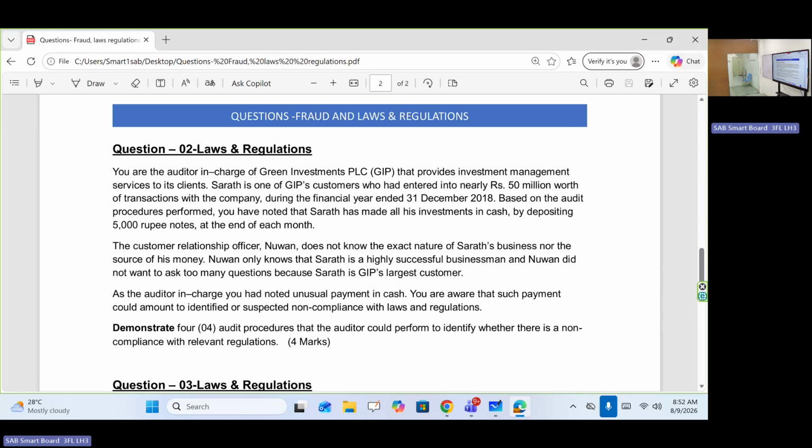So what is the first audit procedure? You can refer to the queue. What is the first audit procedure? Obtain understanding of nature and circumstances. Okay, that's the first point. So write the answer for the first one.